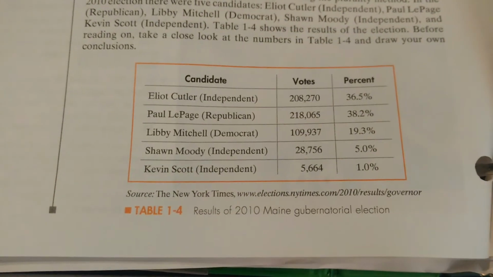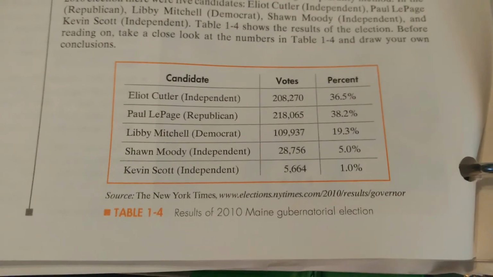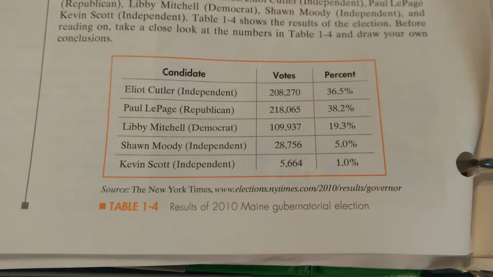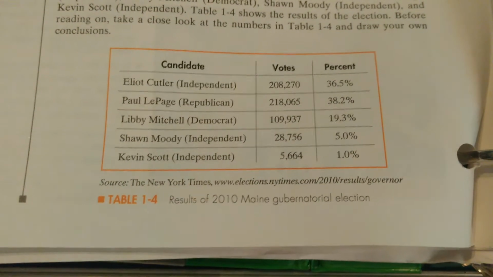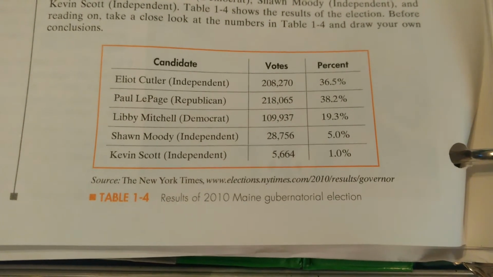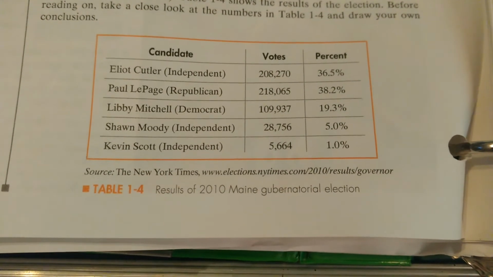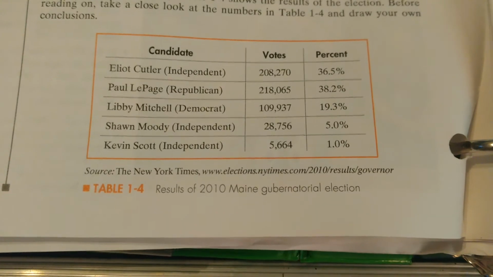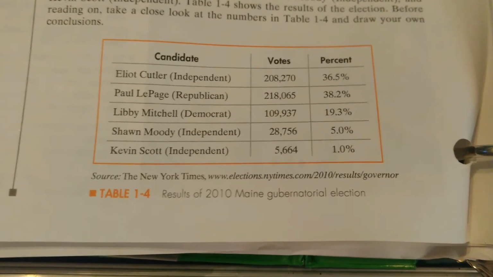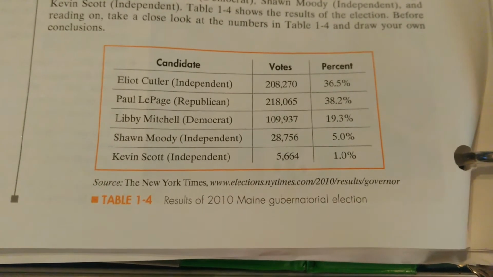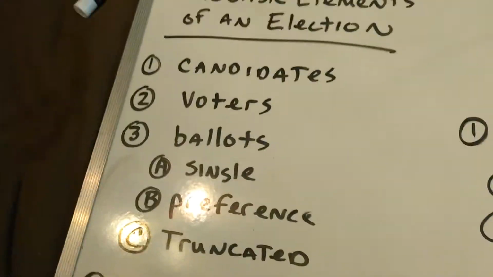Well, the conclusion is that definitely Paul LePage won because he had the most votes. But if you look at the percentages, he was not even 2% ahead of Elliott Cutler and did not have 50% of the vote. So he's getting elected governor of Maine with less than 50% of the people of Maine wanting him.